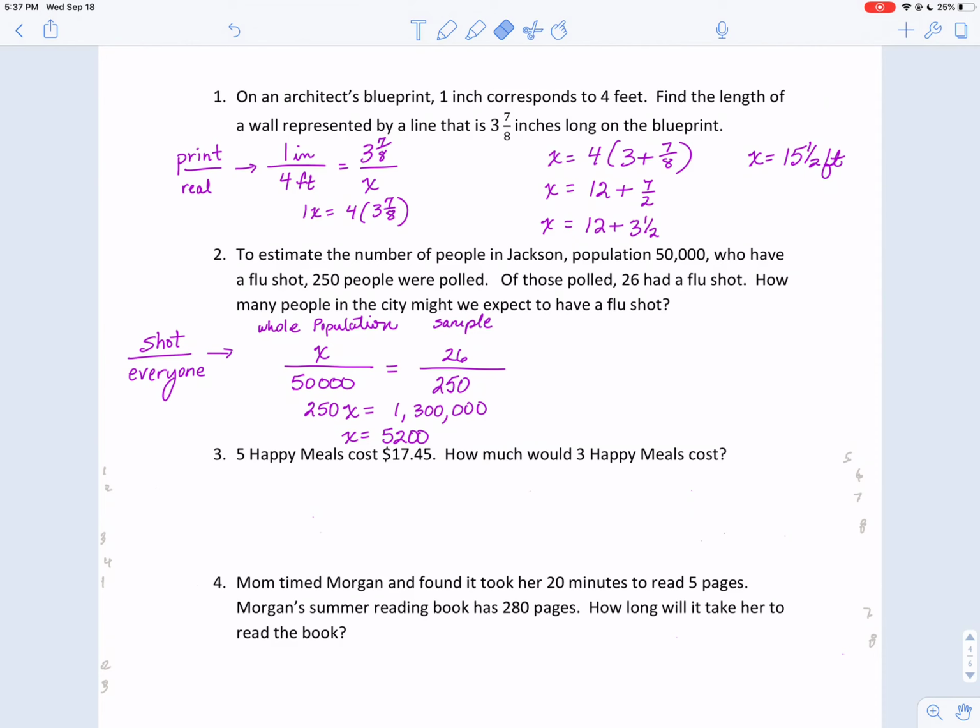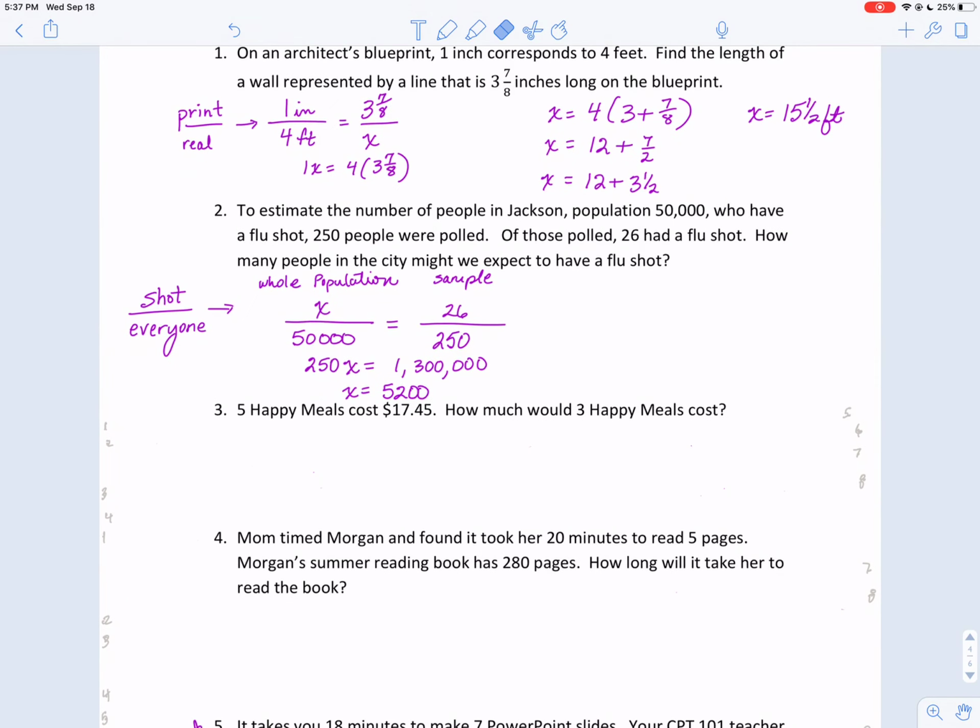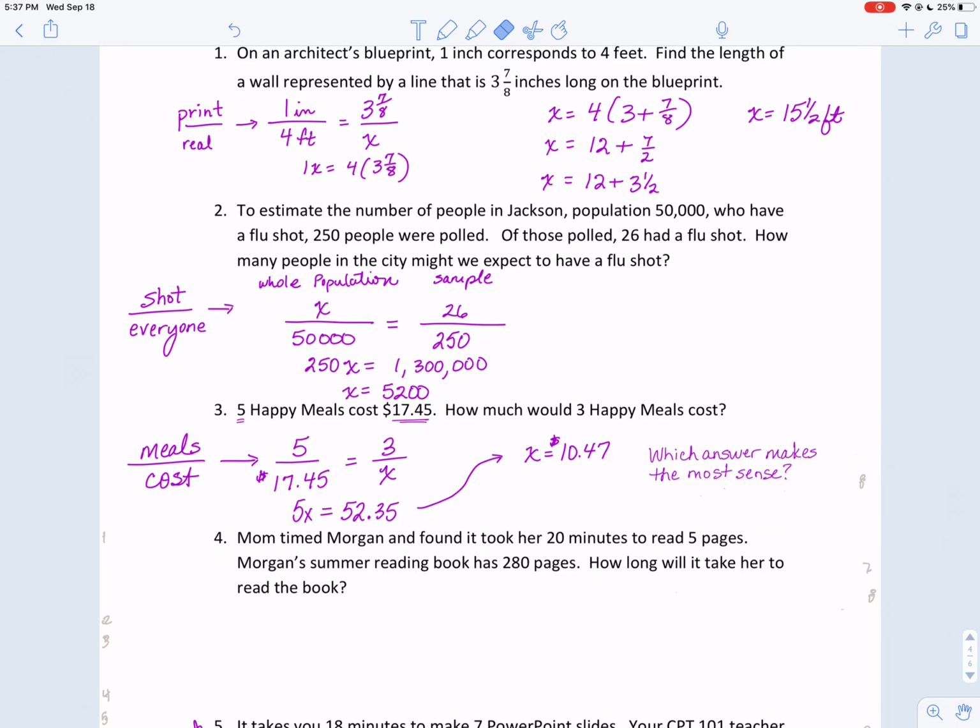Now, we have Happy Meals. We have 5 Happy Meals that cost $17.45. I want to know how many 3 would cost. So once again, I'm going to set up my proportion. Meals over cost. So I've got 5 meals, and they cost $17.45. So then, how much would 3 cost? So 3 goes on top, X on the bottom. So we just cross multiply again and divide. We get $10.47.